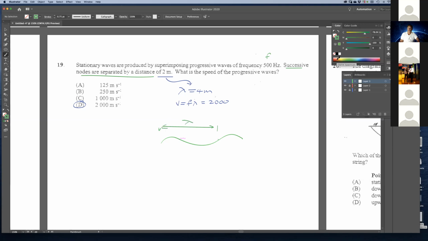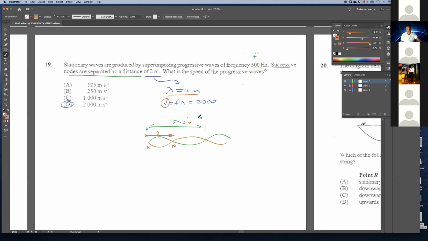But in a standing wave pattern, it's an envelope of vibration, and therefore successive nodes would be node and node. What is the difference between successive nodes? It's half of the wavelength. They're telling us the difference between successive nodes is 2 meters. Therefore lambda must be double that: if this is 2, lambda must be equal to 4. And we have F, we have lambda, we solve for V. Got it?